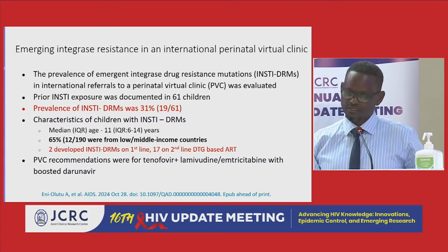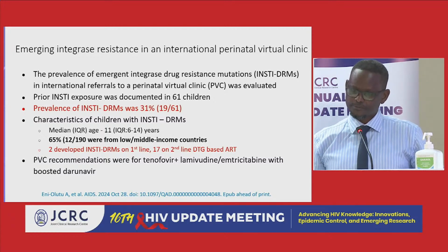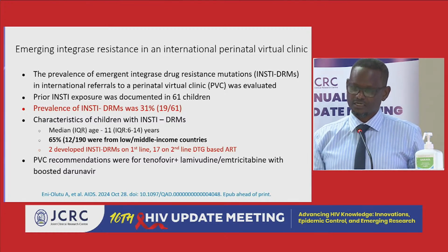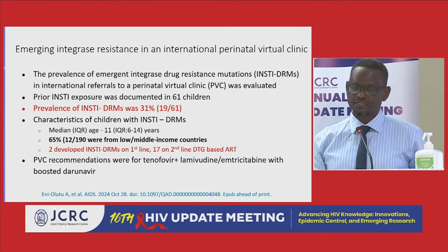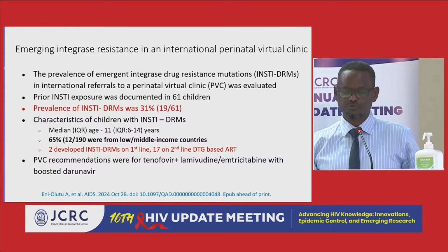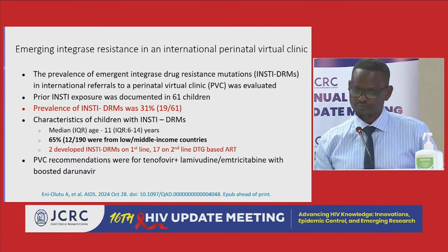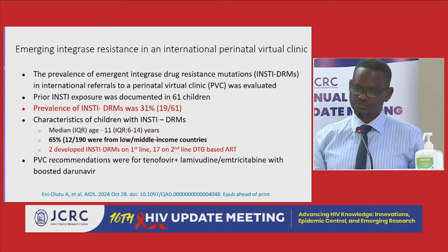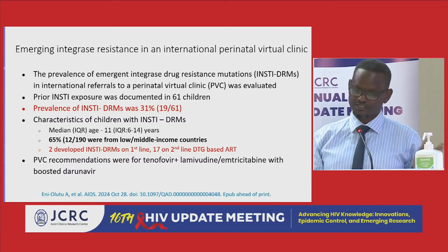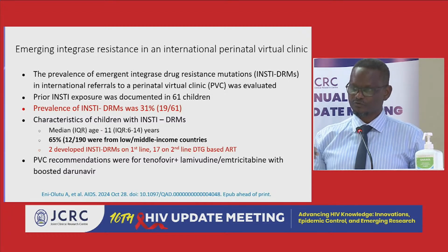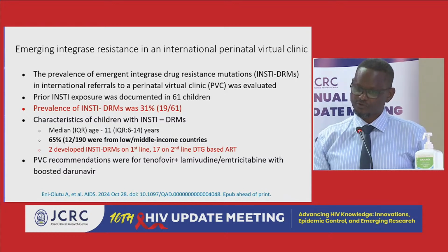So the prevalence of emerging integrase drug resistance mutations was evaluated from these international transfers. They documented any prior exposure to integrase inhibitors, and this was noted among 61 children. The prevalence of the mutations was 31%, a bit similar to the Malawi data, in fact a little higher. So meaning that of the children that were referred, several of them already had resistance.